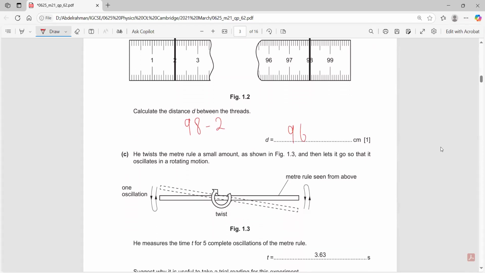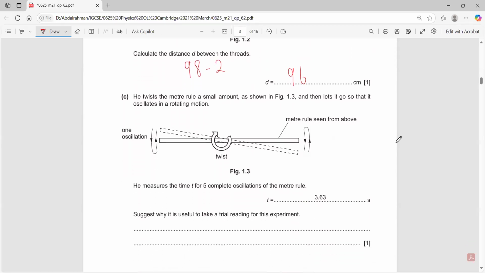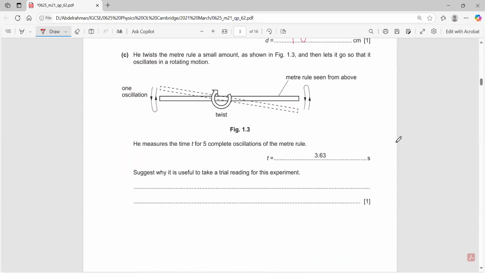He twists the meter ruler a small amount, as shown, and then lets it go so that it oscillates in a rotating motion. So it keeps on oscillating back and forth. He measures the time t for 5 complete oscillations, which is 3.63 seconds.